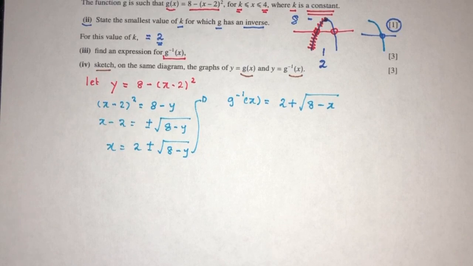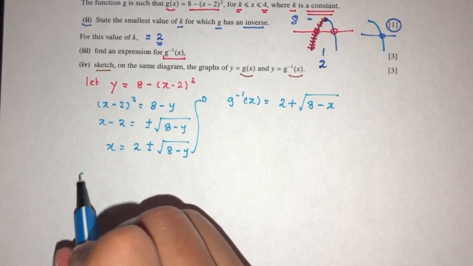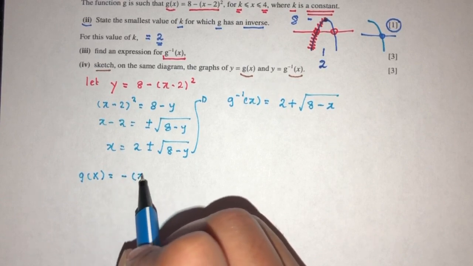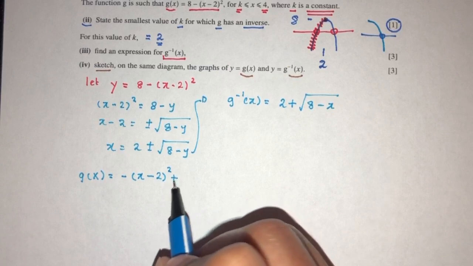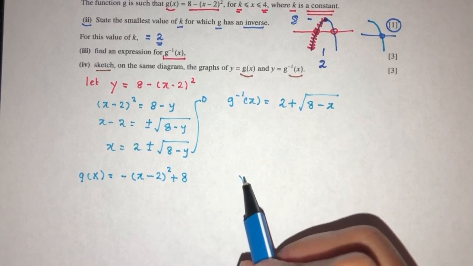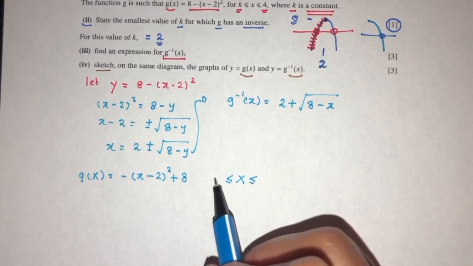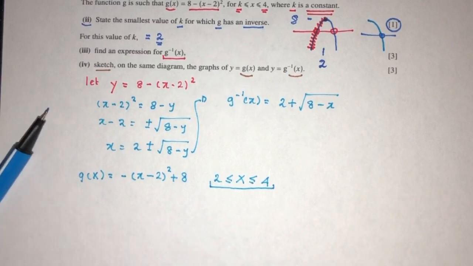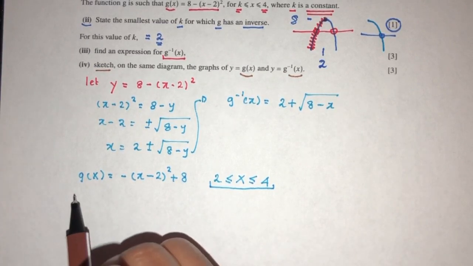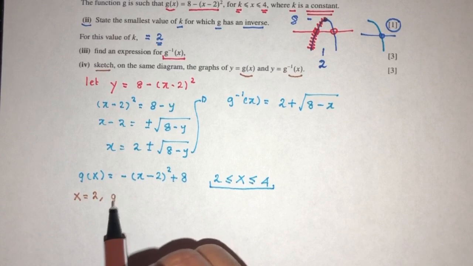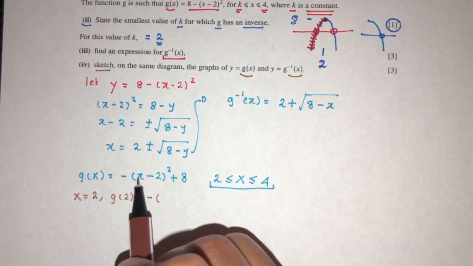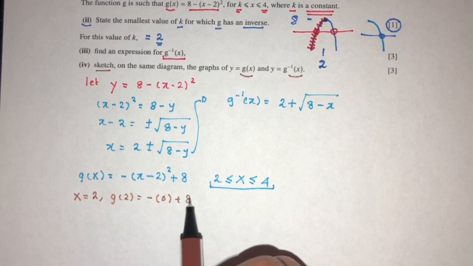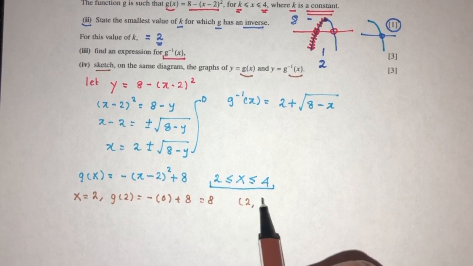Now something we do realize is that g of x is a maximum curve. That will be minus (x minus 2) squared plus 8. Now the values of x are between 2 and 4, as we have seen in the question. Now, when the value of x is equal to 2, what is g of 2? Let's see, that will be minus (2 minus 2), which is 0, 0 plus 8, that should be 8. So that will be (2, 8) as one of the points.